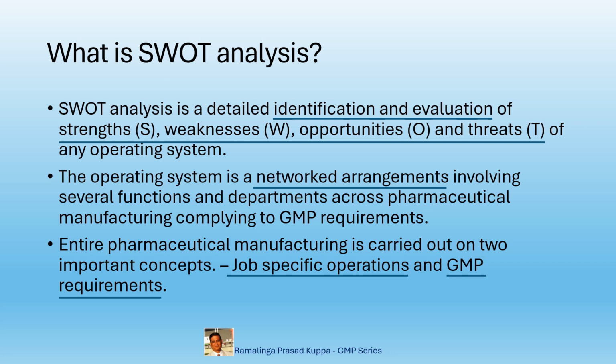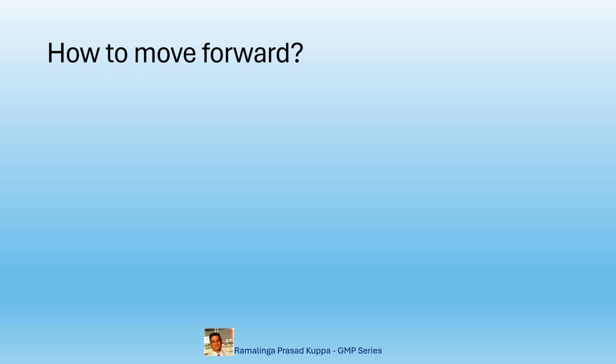For example, if you go to a temple for a prayer, you will automatically remove the shoes outside the temple and enter inside. Nobody would tell you to do so, isn't it? The GMP should be practiced that way and no shortcuts. How to move forward? Let us see how to go about.